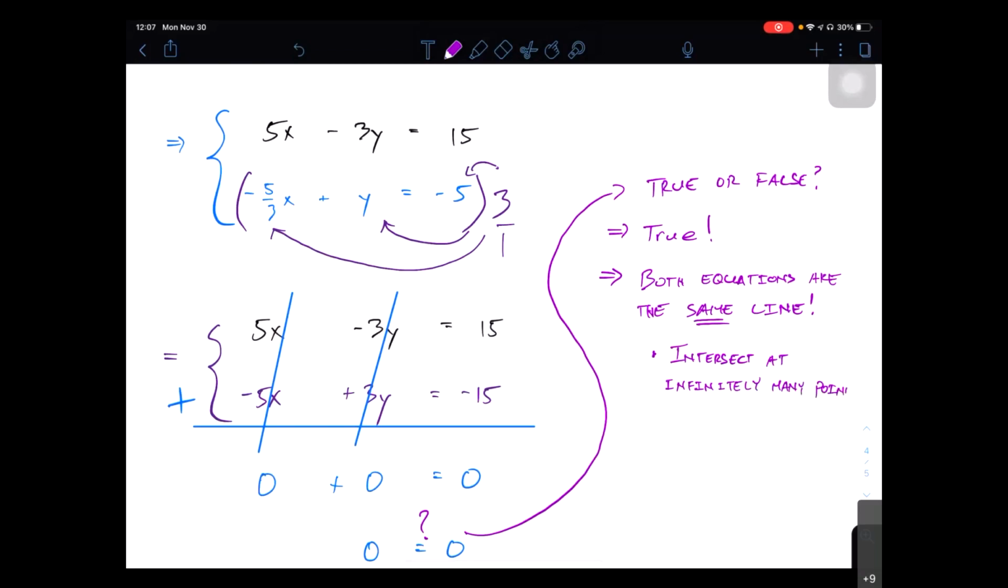Since they're the same line, it doesn't matter which point you plug in. What will happen is that no matter which x you plug in, you get a y, and then when you use the second equation, you get the same exact result as well. So they intersect at infinitely many points. I already told you they are the same line. So again, same line, same exact line.